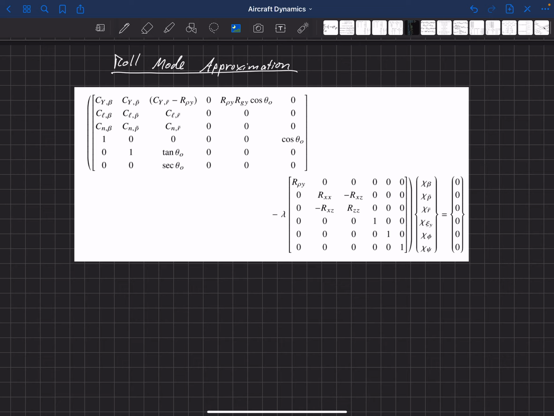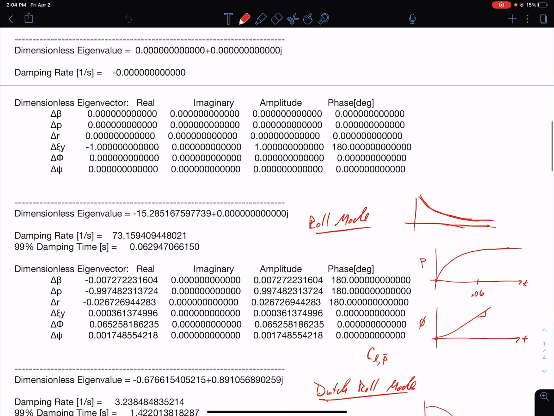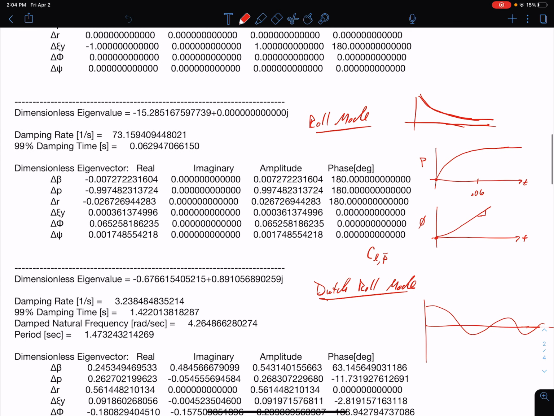Here I've got the linearized lateral equations, the lateral eigenproblem. This is an example that I showed earlier, where these are example eigenvalues and eigenvectors. So let's look at this roll mode. And you'll see that if we look at the components of this eigenvector, the roll mode is really dominated by this change in roll. And changes in yawing rate compared to rolling rate are very small. And changes in beta are also very small.